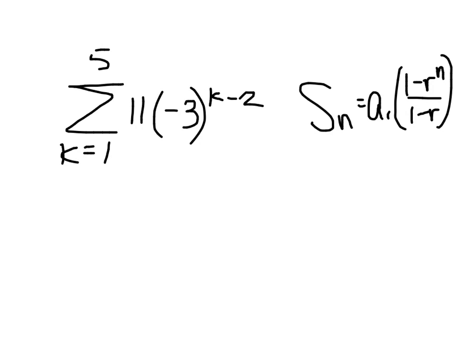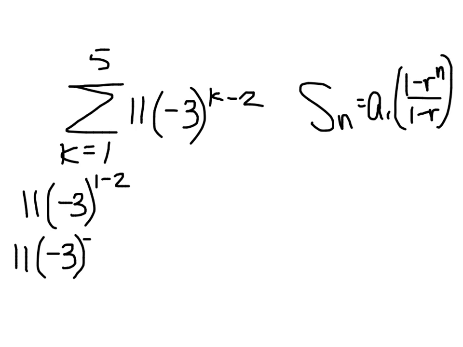So if I put 1 in for the first number, that's 11 times negative 3 to the 1 minus 2. What's 1 minus 2? Negative 1. Do you guys remember what you do with negative exponents? How you get rid of them? Oh, no, that's negative. That would be a negative underneath the root. So at least you had something. Anybody know how to get rid of negative exponents? You bring it to the bottom. It's like a division symbol. So it's 11 over negative 3. That's the first term.